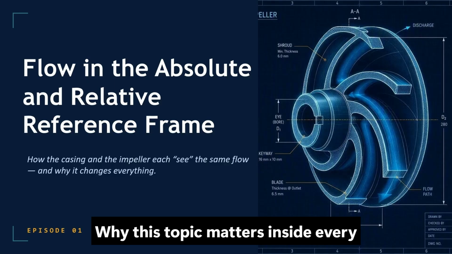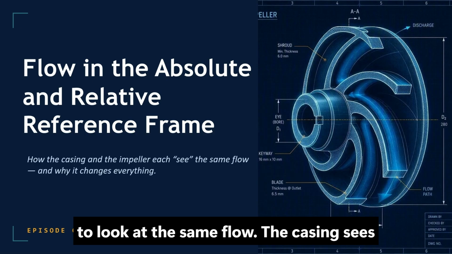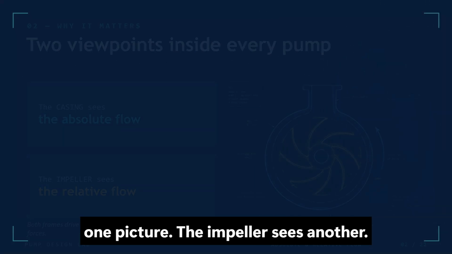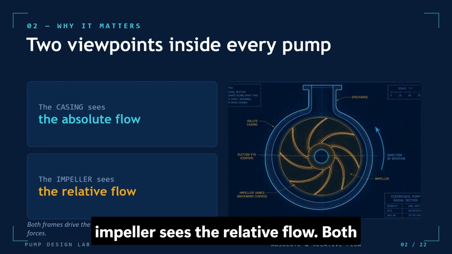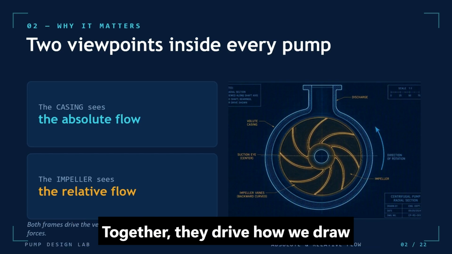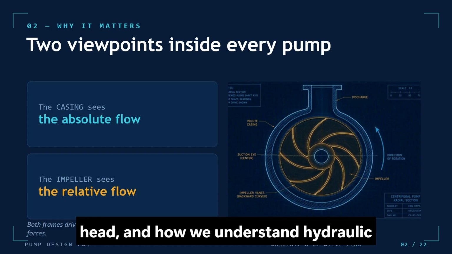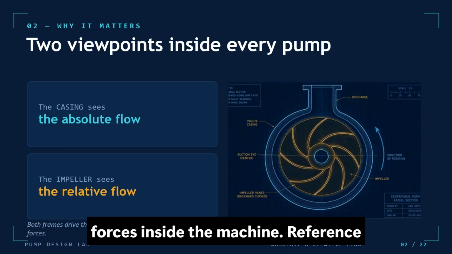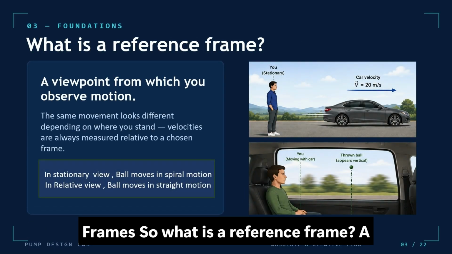Why this topic matters. Inside every centrifugal pump, there are two main ways to look at the same flow. The casing sees one picture. The impeller sees another. The casing sees the absolute flow. The impeller sees a relative flow. Both viewpoints are valid. Both are necessary. Together, they drive how we draw velocity triangles, how we calculate head, and how we understand hydraulic forces inside the machine.